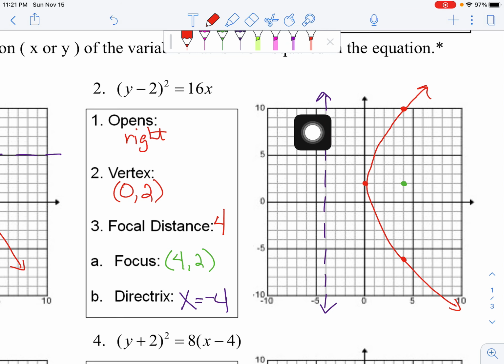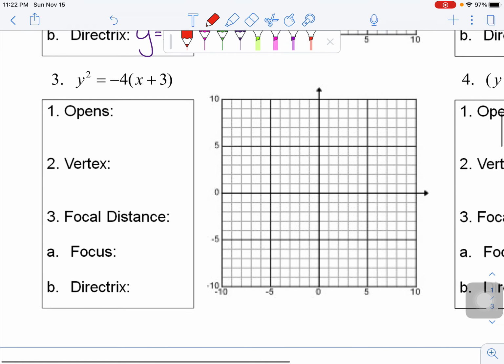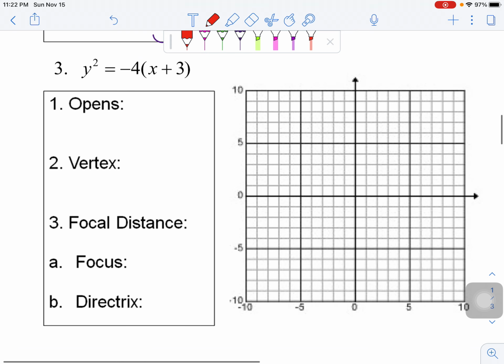The little green dot and the blue dotted line for the directrix are not actually part of the parabola, but they are key pieces to know how the parabola was made. So remember, this point right here is the same distance to the focus as it is to the directrix. Remember, that's how the definition works for a parabola. All right, 2 more equations here to graph, and then I'm going to close out this video.